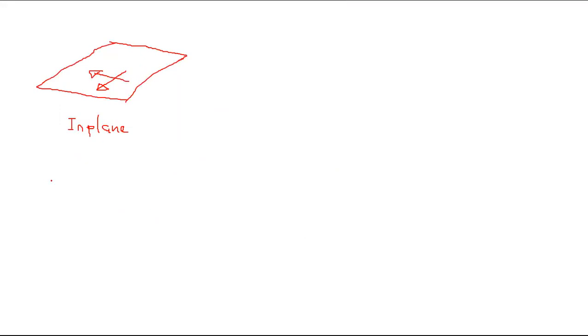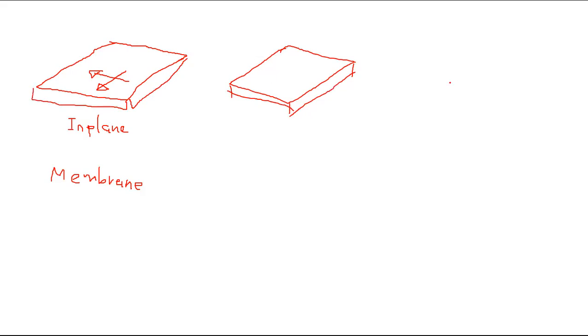So if you consider a membrane, a membrane does not have out of plane stiffness. It only consists of in plane stiffness, meaning that it cannot take bending. In plane forces only. So I'll give you one example. And for plates, these will have some thickness, even membranes as well.